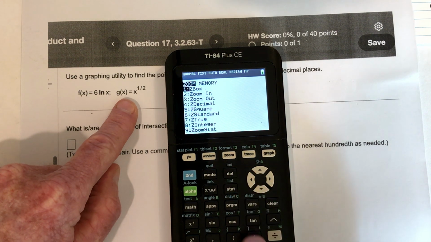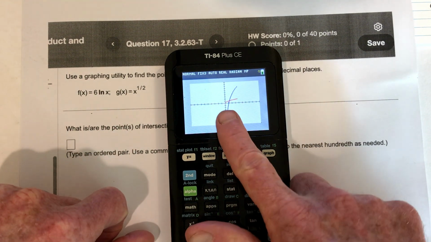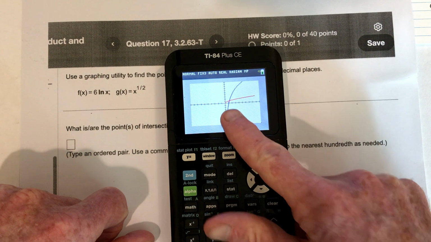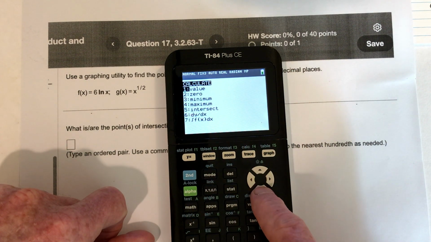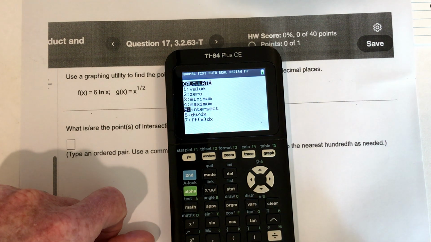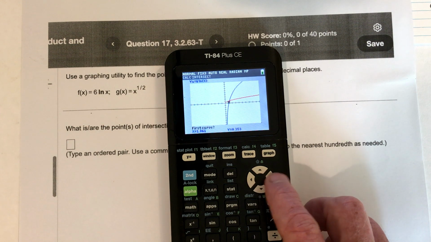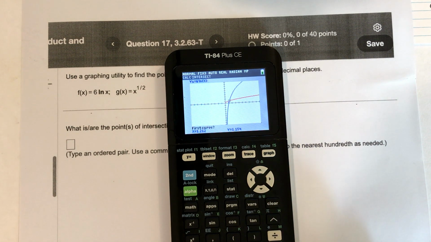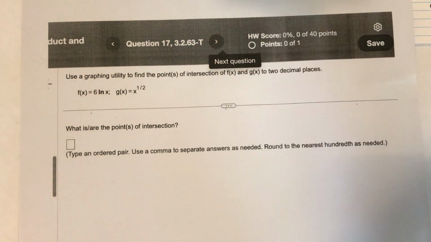And then zoom standard, so zoom number 6. And then I should be able to see the two graphs are crossing right there. So the next thing to do is go to second calculate, find out where they intersect, and then you just move the cursor until it's close. And for some reason you have to hit enter 3 times, saying that's my guess. And finally it says the intersection is when x equals 1.2.